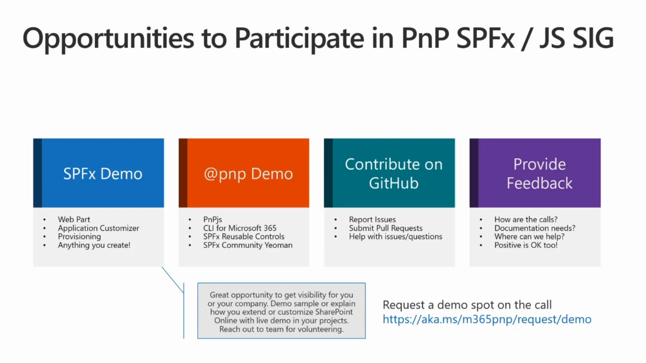As well, contribute on GitHub. You can do so by reporting any issues you find with our stuff. We don't love issues, but we love hearing about them so we can get them fixed. You can also submit pull requests if you have ideas for new functionality, enhancements, or to fix existing issues. Always welcome pull requests. And then you can always help others with issues or questions they might have there in the issues list. If you have a little bit of time and happen to know the answer, that's a great way to help out too.